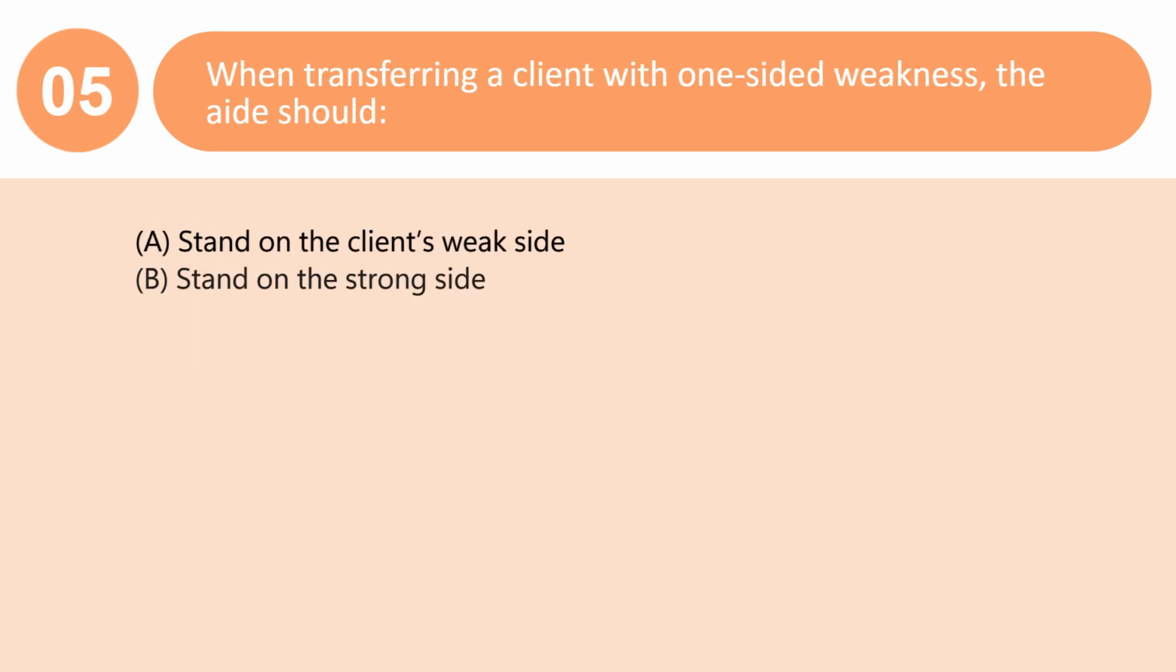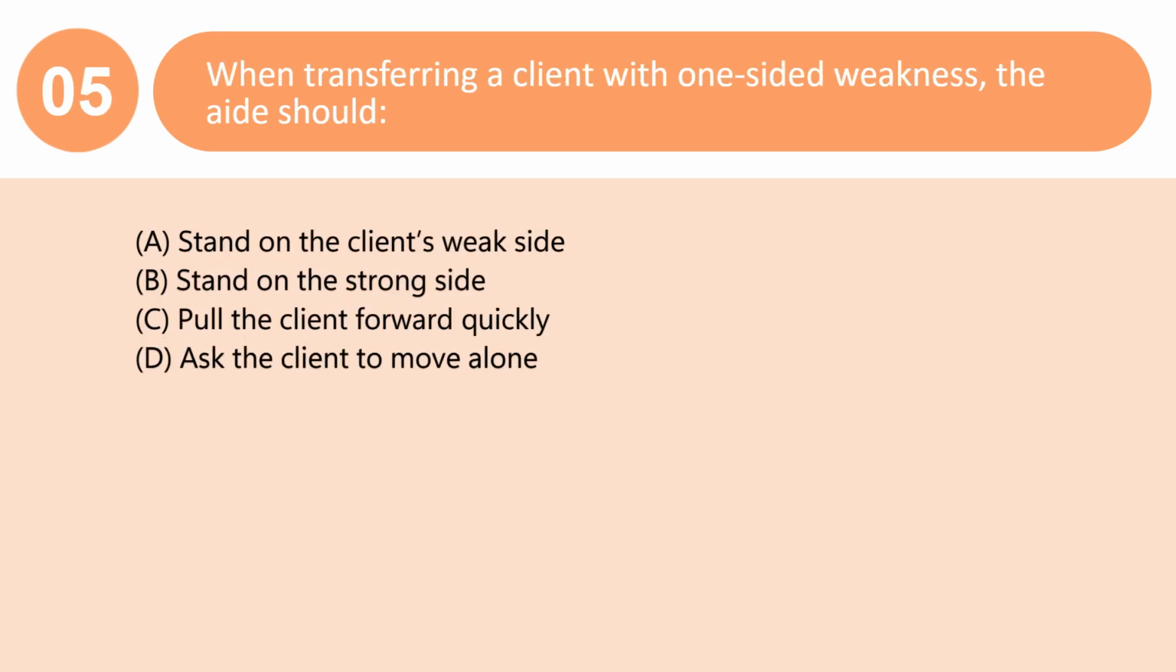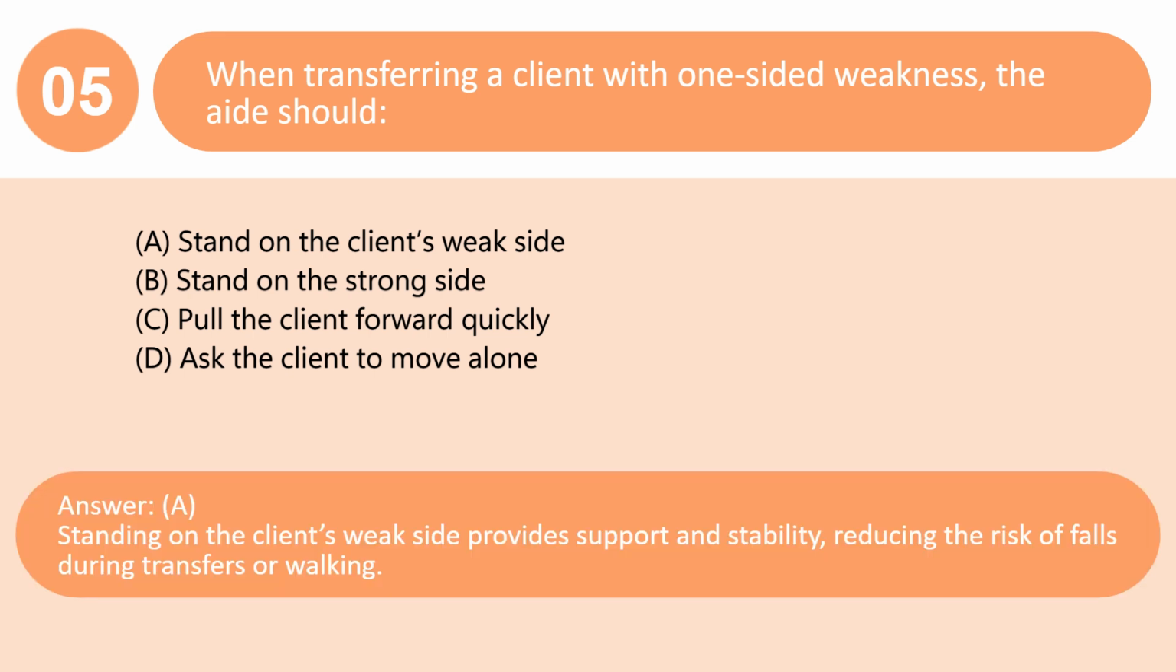When transferring a client with one-sided weakness, the aide should A. Stand on the client's weak side. B. Stand on the strong side. C. Pull the client forward quickly. D. Ask the client to move alone. Answer A. Standing on the client's weak side provides support and stability, reducing the risk of falls during transfers or walking.